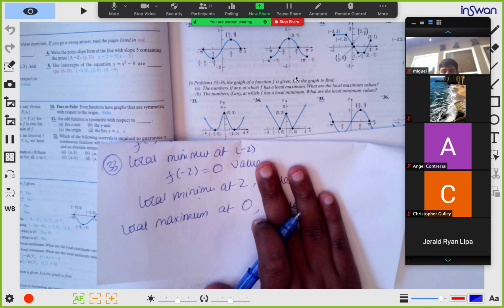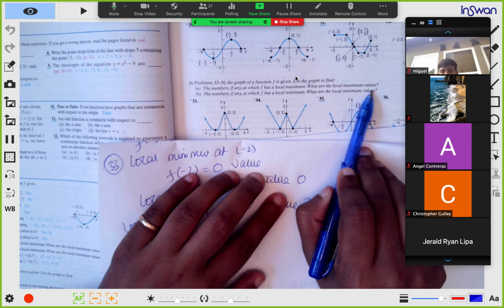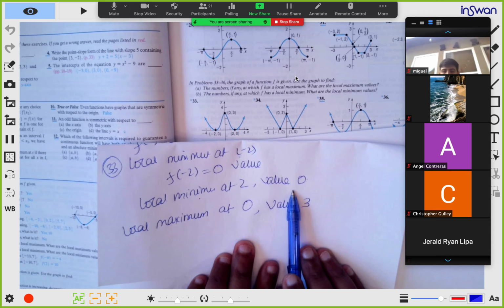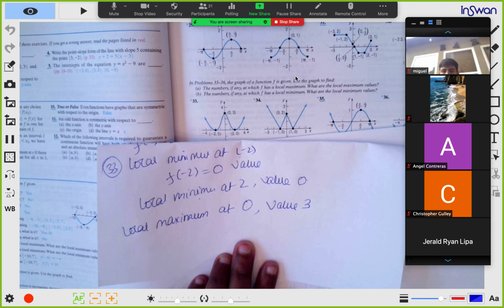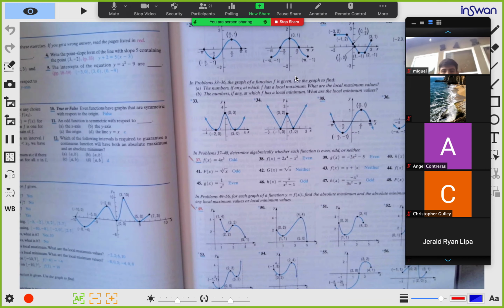But in this question, if you read this part, what are the local maximum values? They are asking you for the values also. That's why we are writing it. Did you get it? Is it clear? Okay, perfect.